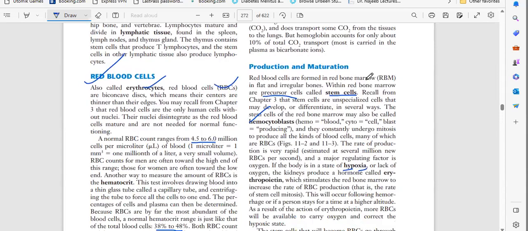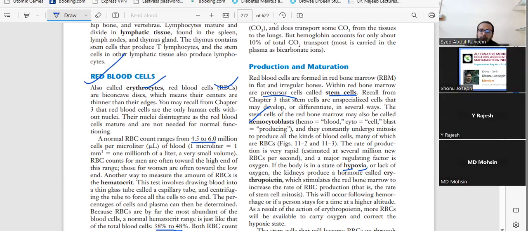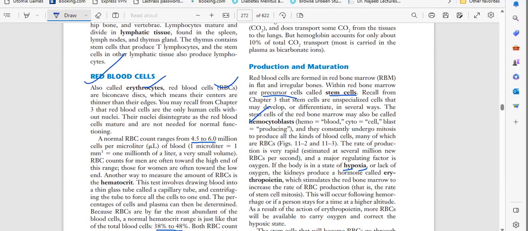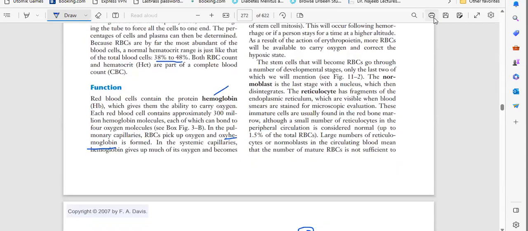Okay, and where, fine, yeah. Special fluctuation will happen. It is in bone marrow. These are the things very, very important.